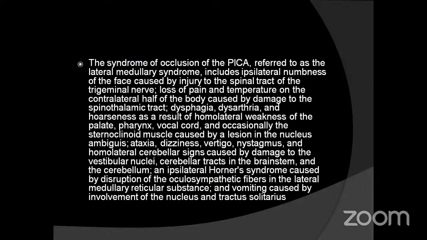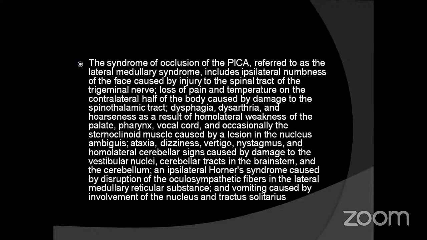Now, this is something which we should know. And as we have studied the anatomy, now we know which areas are supplied. So it's going to cause ipsilateral numbness of the face, caused by the injury to the spinal tract of the trigeminal. Loss of pain and temperature on the contralateral half of the body, caused by damage to the spinothalamic tract. Dysphagia, dysarthria, and hoarseness as a result of homolateral weakness of the palate, pharynx, vocal cord, and occasionally the sternocleidomastoid muscle, caused by a lesion in the nucleus ambiguus.